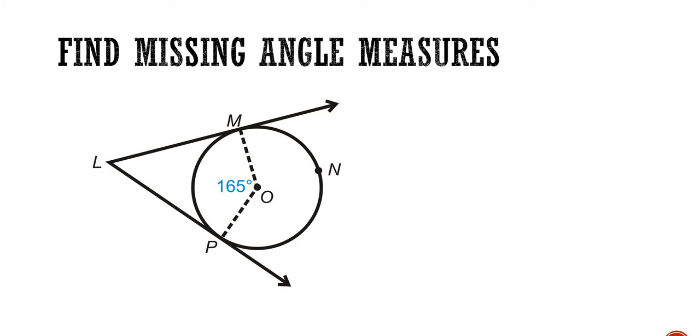So we can use that information to try and find missing angle measures. So I want to find angle L, angle LMO, and angle LPO. O is the center of my circle, LM is tangent, LP is tangent, so I know automatically that these two are right angles. So without doing any computation, any tangent line is perpendicular to the radius at the point of tangency.